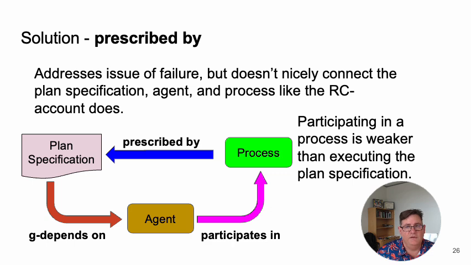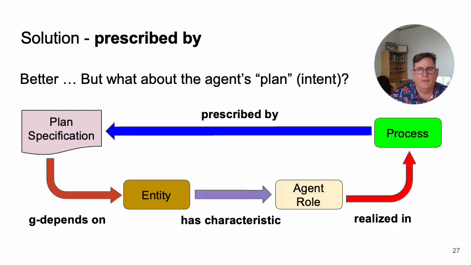A downside of using prescribed by is that it doesn't nicely connect the agent to the process during which the agent executes the plan specification. Participating in a process does not convey the sense of execution that realization does. We can address this somewhat by using a role to more tightly relate the process to the agent, but this is still unsatisfactory for those who need or want to represent the intent of the agent.